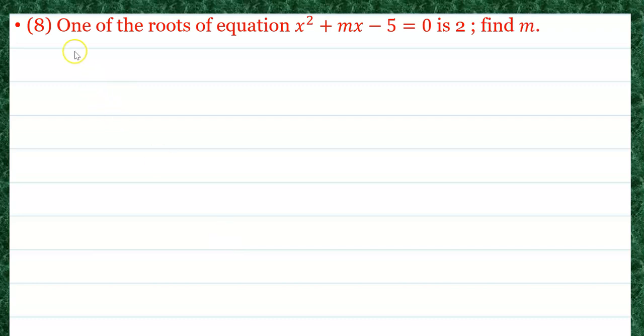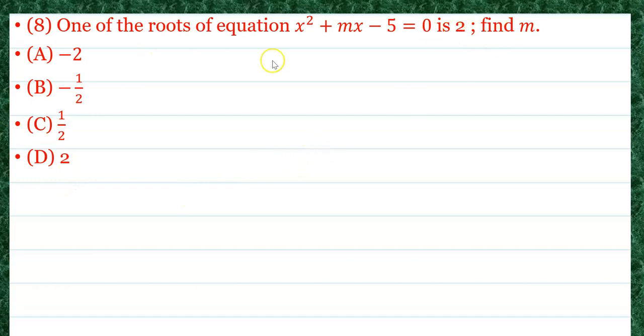Now next question. One of the roots of equation x square plus mx minus 5 is equals to 0 is 2. Then find the value of m. अतिशय सोपा प्रश्न आहे. The value of m is minus 2, value of m is minus 1 upon 2, value of c is 1 upon 2, and value of d is 2.